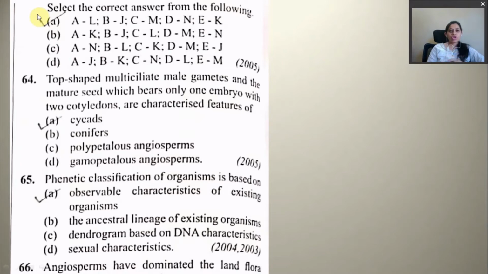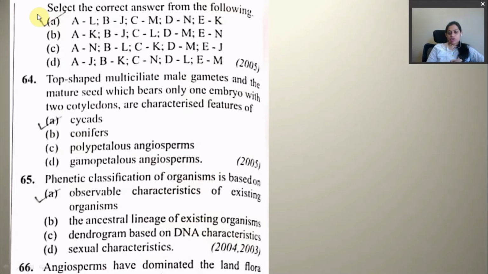Now 64. Cone-shaped multinucleate male gametes and the mature seed which bears only one embryo with two cotyledons are characteristic features of: cycads, conifers, polypetalous angiosperm, gamopetalous angiosperm. So all these characters are present in cycads. Okay, so right option is A.